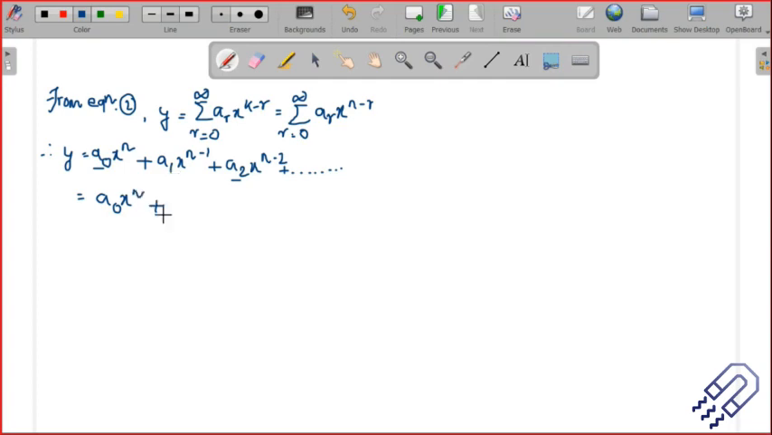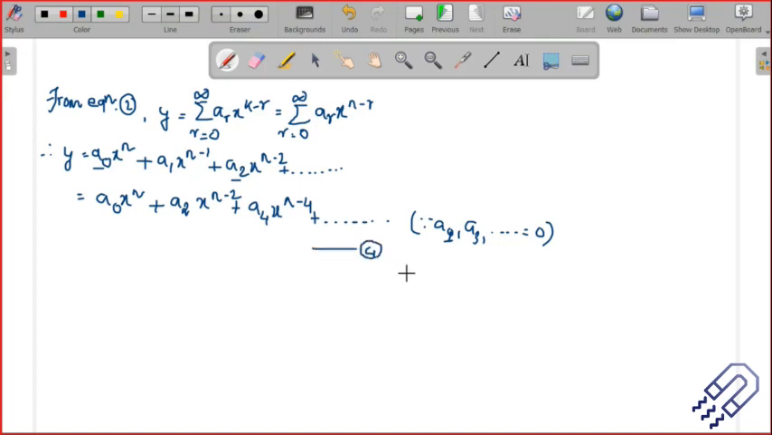A1 is 0, so the next term would be a2 x to the power n minus 2, plus the next term is 0, so it will be a4 x to the power n minus 4. So there is a pattern that is getting followed. You have to remember this. Since a1, a3 is equal to 0, we have this now. So we got the expression, and let's mark this as equation 4.